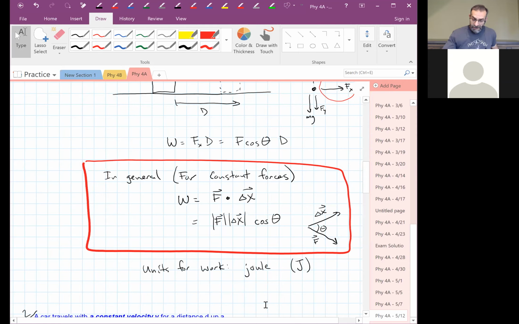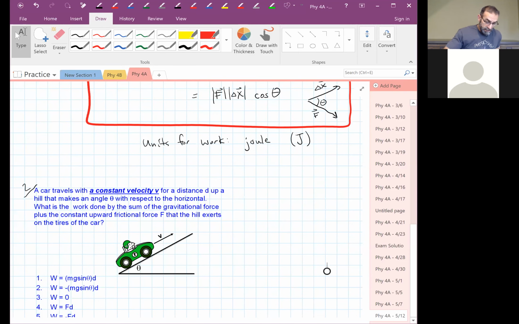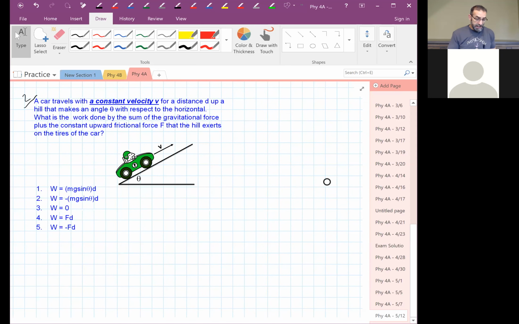All right, let's take a look at this one, see if we've got this. A car travels with constant velocity for a distance D up a hill. What is the work done by the sum of the gravitational force plus the constant upward frictional force that the hill exerts on the tires of the car? What's the work done? Work done by the sum of the gravitational force and the friction force.